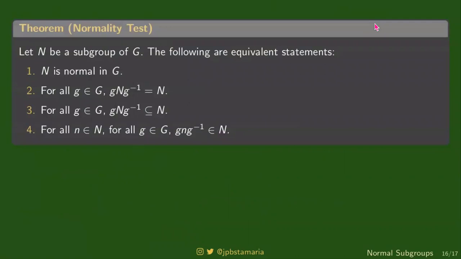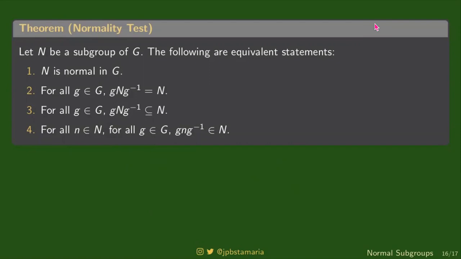Now, this is the so-called normality test. Hindi ito yung normality test sa statistics. Kasi statistics merong normality test na tinatawag. It tests whether you can use parametric statistics or not, or in other words, whether your data follows the normal distribution or not. So kapag ang data approximately normal, you can use the parametric statistics, yung mga t-test, yung mga ganon. Pero hindi na tayo mag-statistics. Punta tayo sa normality test sa group theory.